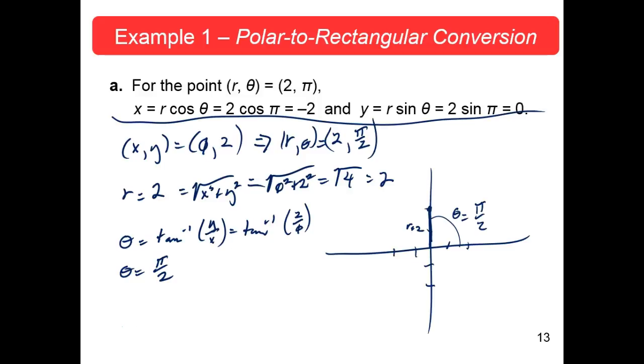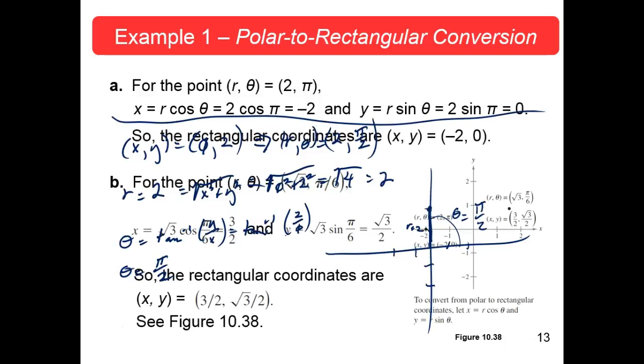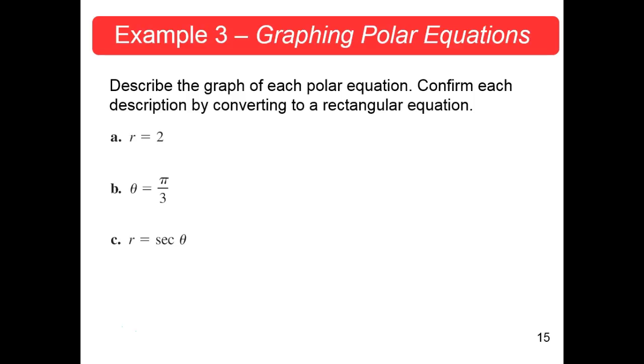Good deal. Now, let's go to polar graphs. That means very cold graphs. No, that's not what it means. Okay. What we mean here, they jump right into it. Okay, we'll describe the graph of each polar equation. Confirm each description by converting to a rectangular equation. Okay? So r is equal to 2.